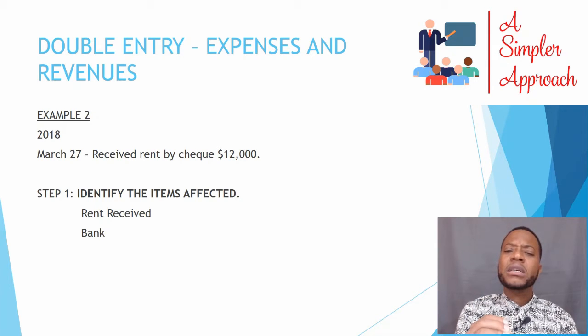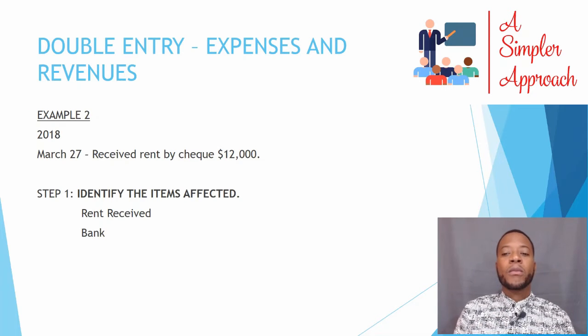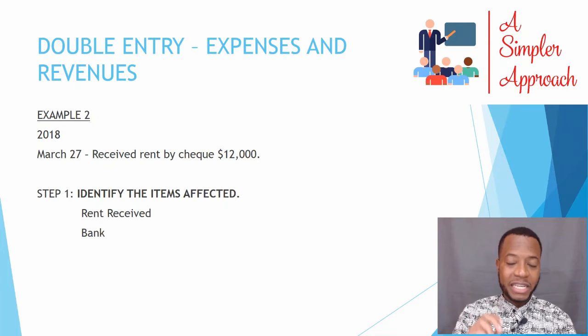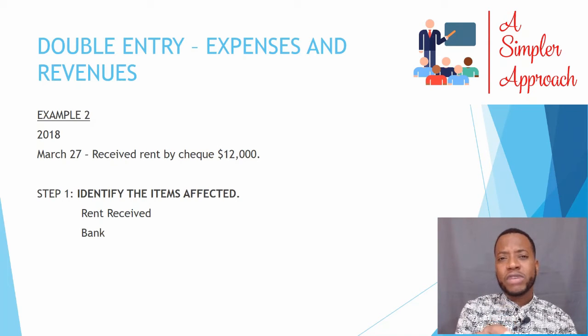Received rent by check, $12,000. Now, I must point this out to you from the get-go. When you are dealing with revenue, it is important that you term it properly. Let me explain what I mean. This says received rent. What do you see here as the first item affected? Rent received. Now that is necessary, that is critical.